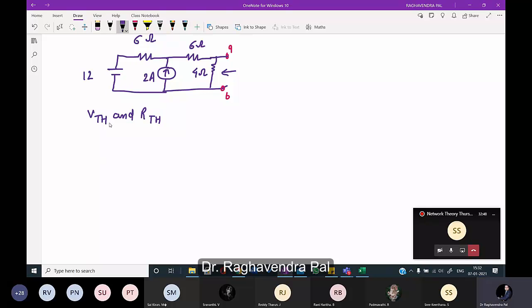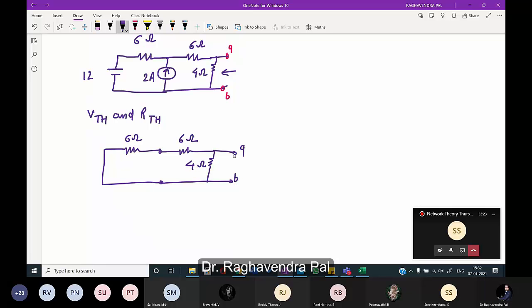And how to remove the sources? You should remember, whenever you remove the sources, always do this. Means the voltage source is short circuited, resistance is same, and the current source is open circuited. Okay. So this is the circuit that remained for calculating RTH.